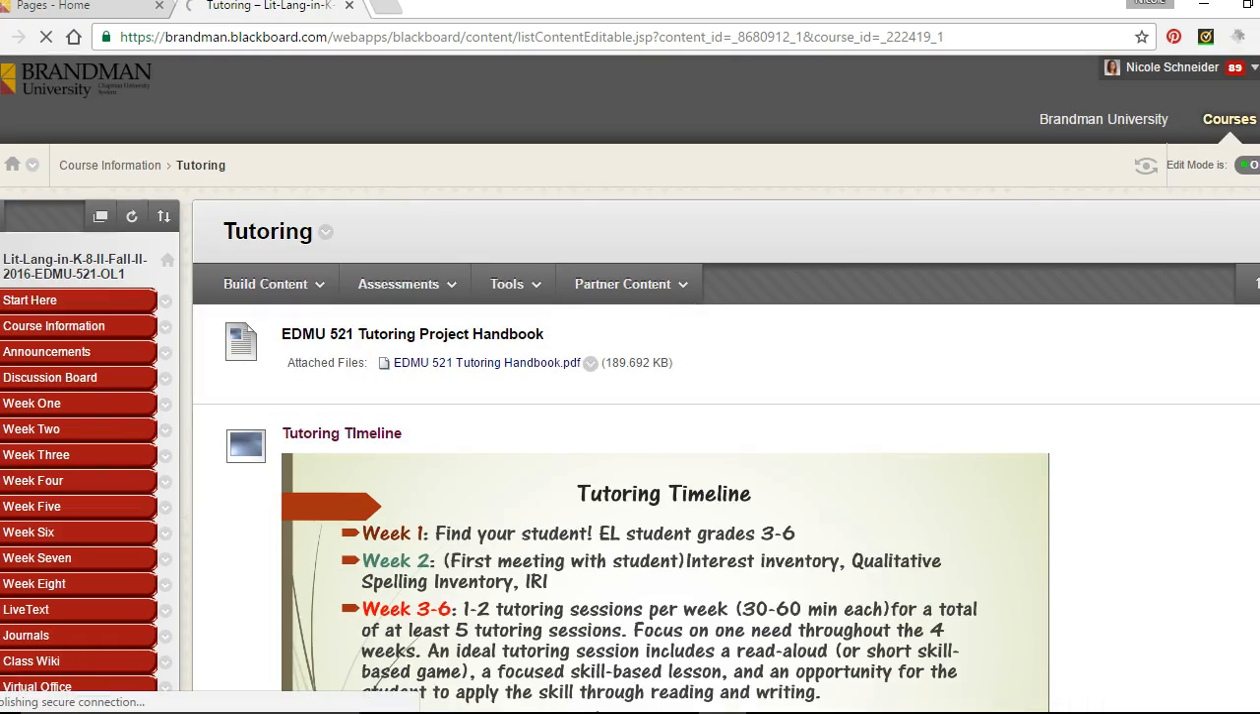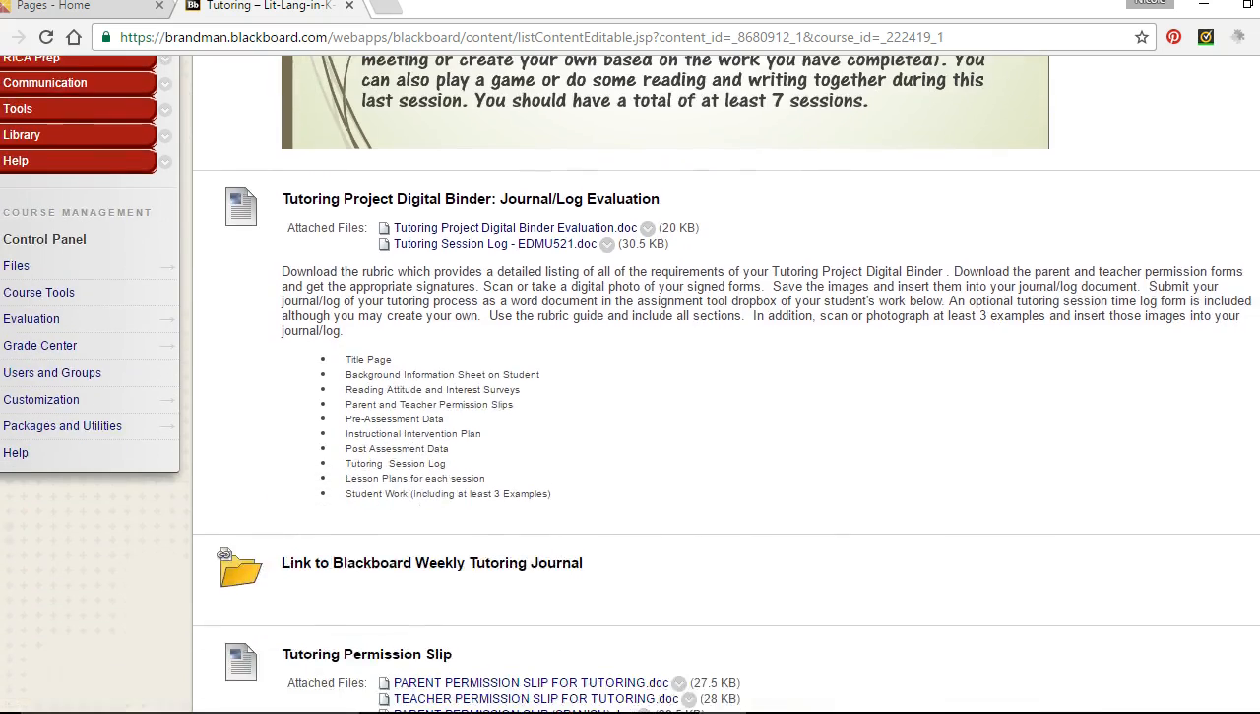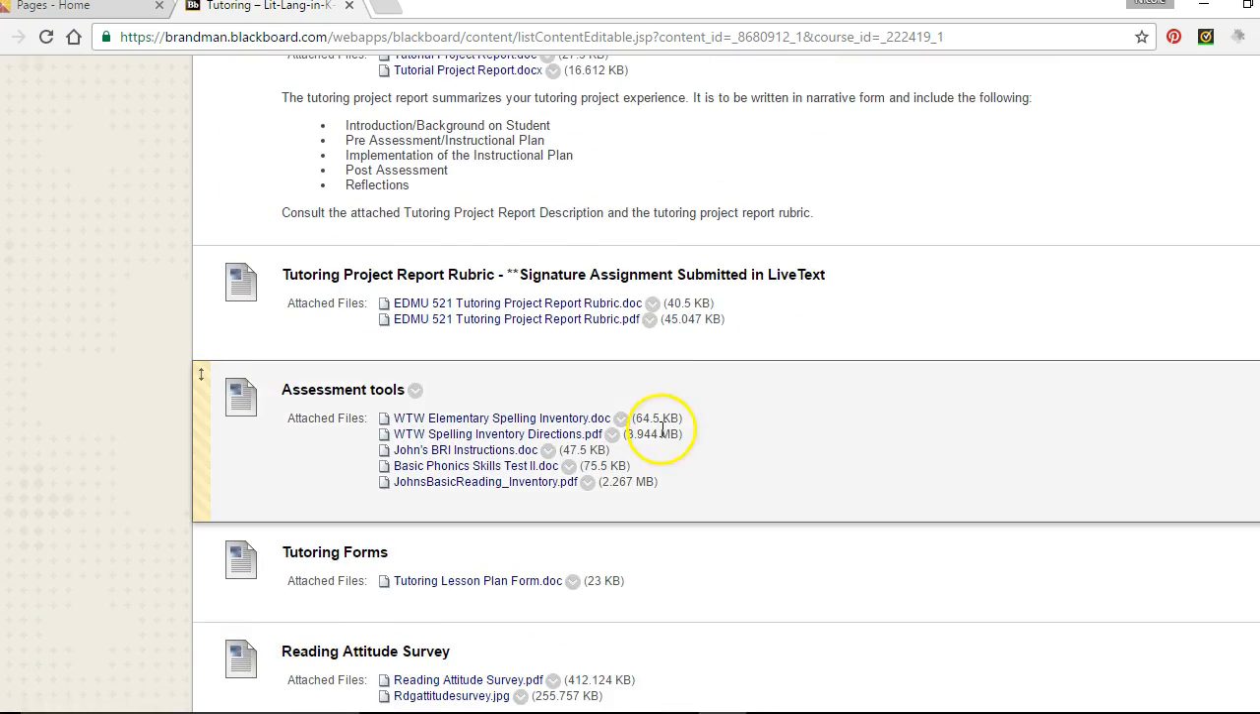And then if you scroll again down, you'll see the assessment tools. So what I have here is the WTW, that stands for Words Their Way, the Elementary Spelling Inventory. There's directions below that, and then the John's BRI. That stands for Basic Reading Inventory, which is an assessment under the umbrella term of an IRI, which is an Informal Reading Inventory. These are very common in the schools, and so I wanted you all to be prepared and understand how to administer them.